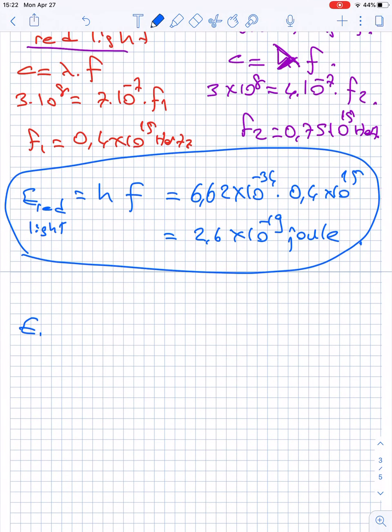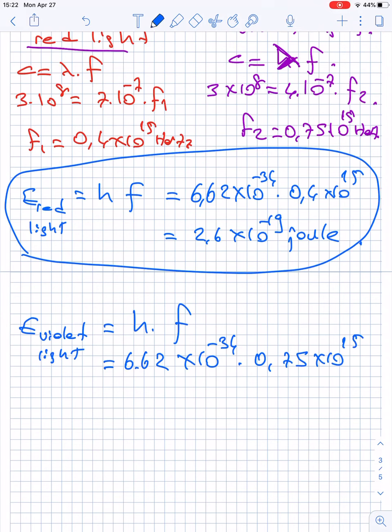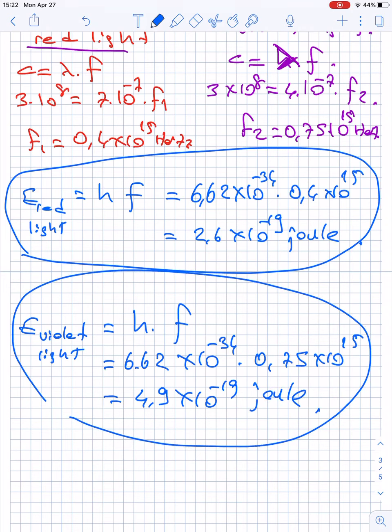Now the energy of violet light. Same formula, HF, and H is constant, 6.62 times 10 to the power minus 34. The frequency of the violet light is 0.75 times 10 to the 15, and after calculating, my result is 4.9 times 10 to the power minus 19 joule. This is the violet light energy.